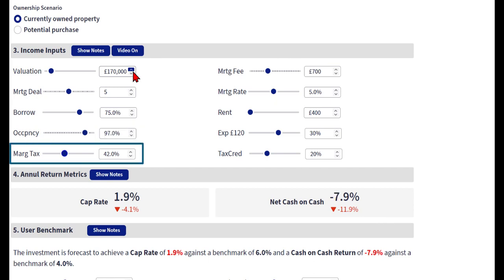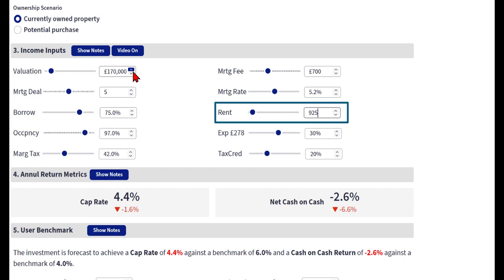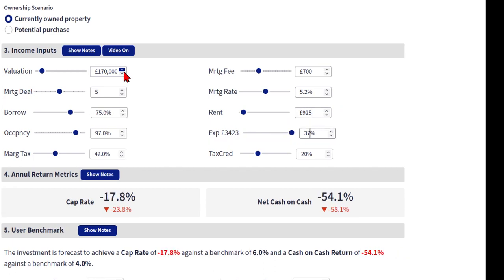We'll lift occupancy to 97%. Marginal tax for Scotland 42% at higher rate tax. The mortgage fee 700, we'll leave that. The mortgage rate, put that at 5.2%. And then rent on this one is 925 at the moment. And we'll set expenses to 37%.